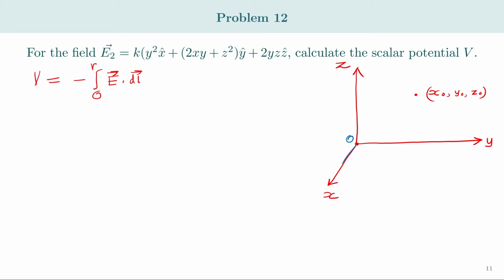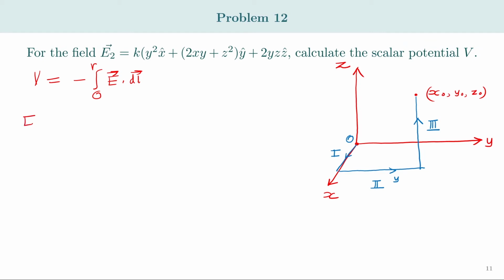We go along the x direction first and then proceed towards the y direction, and then finally we move towards the z direction. Let us call this as path 1 and this as path 2 and this as path 3.